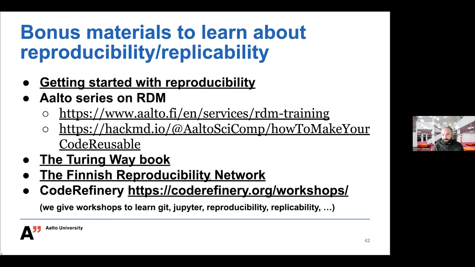And the Finnish Reproducibility Network, if you're in Finland, you can join as a person who is interested in these issues, and we meet once every other month to openly discuss these things, and to see if we can create awareness and events and whatever we can do. And CodeRefinery is an excellent network that spans across the Nordic countries where you can learn about all these topics, especially from a more computational point of view.